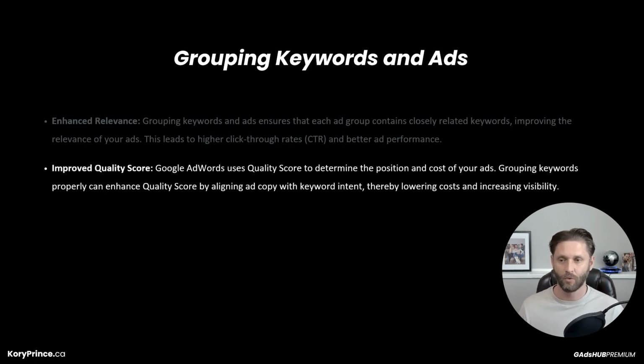So improved quality score can come from grouping keywords. Google Ads uses quality score to determine the position and cost of your ads. Grouping keywords properly can enhance quality score by aligning ad copy with keyword intent, thereby lowering costs and increasing visibility. So intent comes up in my talks a lot.